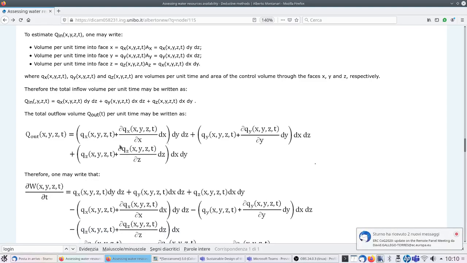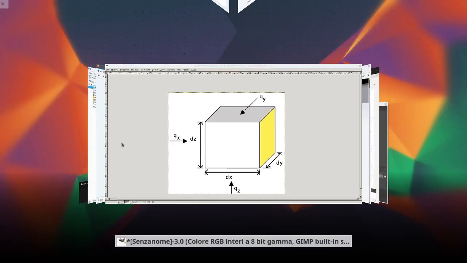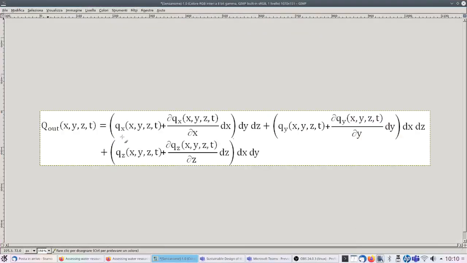Let me go to here, and precisely here. This is the representation of Q out, and a similar equation can be written for Q in. So we describe Q in and Q out by referring to the components of the flow in the three directions of space, and we refer also to the changes of the three components along each one of the three directions.